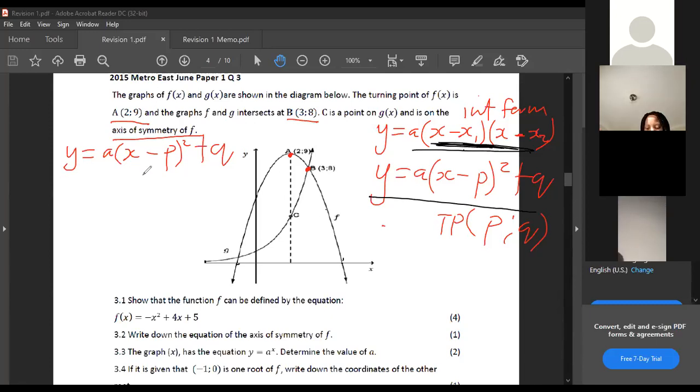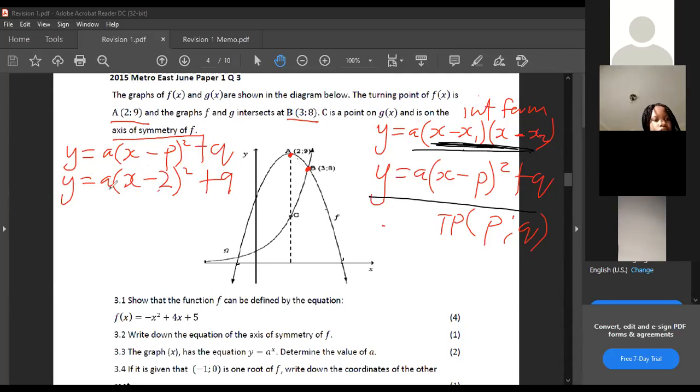Right? So, first I substitute my turning point. y is equal to a(x minus 2) squared plus q. The 2 goes in here, so it becomes minus 2 squared plus q. q goes in as is, 9. The x was 2, and it comes here, it becomes minus 2.